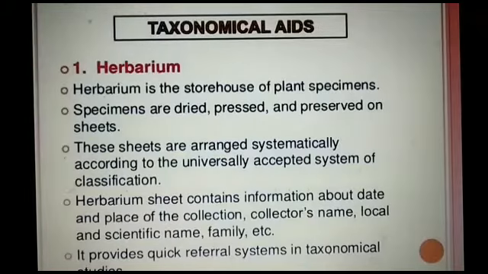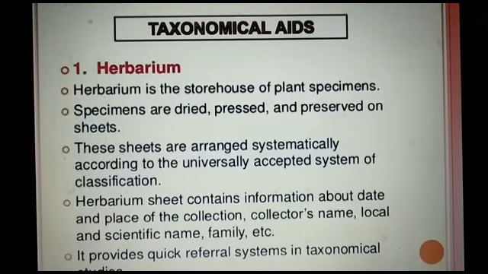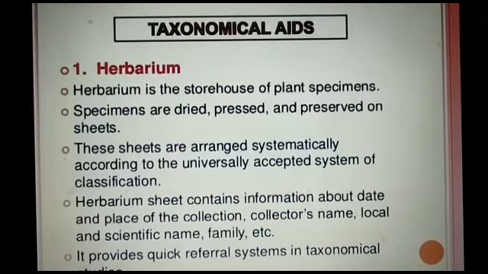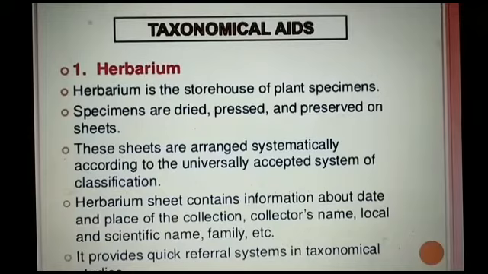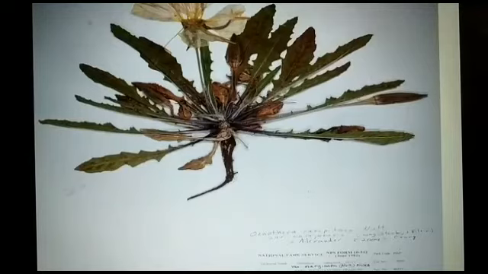The first one is herbarium, and you all know about the herbarium. Herbs, that means we know in plants we divide into herbs, shrubs and trees. So herbs are small-sized plants. So herbarium is related to plant species. So herbarium is the storehouse of plant specimens. And specimens are dried, pressed and preserved on a sheet. Here you see these specimens are dried, pressed and placed on a herbarium sheet.